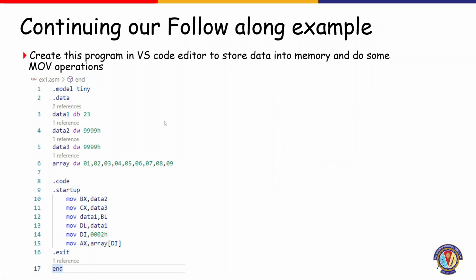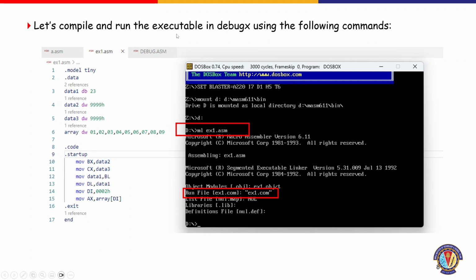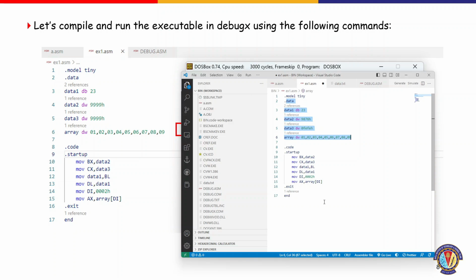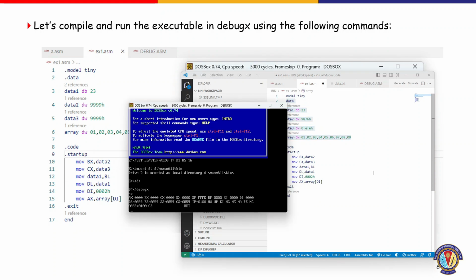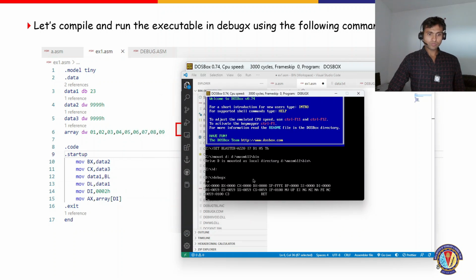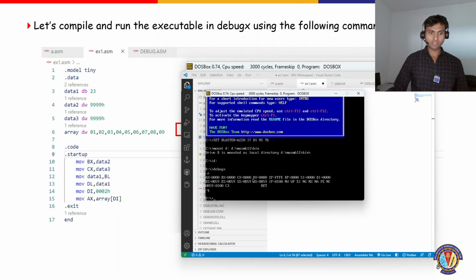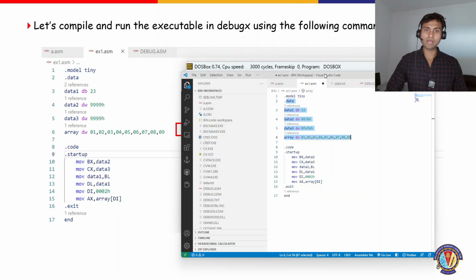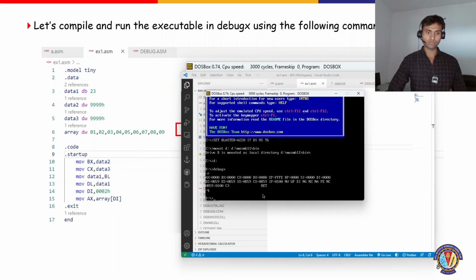the memory. All right. So let's compile and run the executable in debug X using the following commands. I think this view would be better so that I can interact with you while I'm speaking. All right. So let's close this. The Q command is used to close this. Everything is clean right now. And the example one.asm, I have ensured that I've pressed Control S in order to save it.